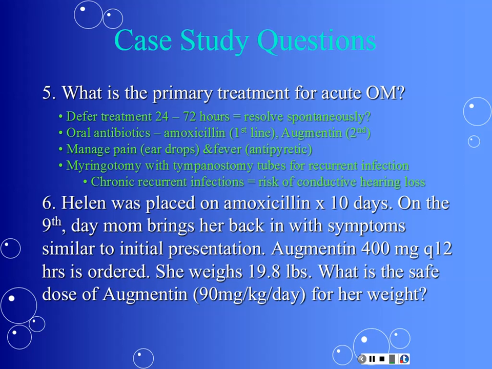Okay. So Helen was placed on amoxicillin for 10 days. On the ninth day, mom brings her back in with symptoms similar to her initial presentation. So now they want to put her on Augmentin. They're going to give her 400 milligrams twice a day, and she weighs about 20 pounds. So what's the safe dose of Augmentin for her weight if it's 90 mg per kilo per day?